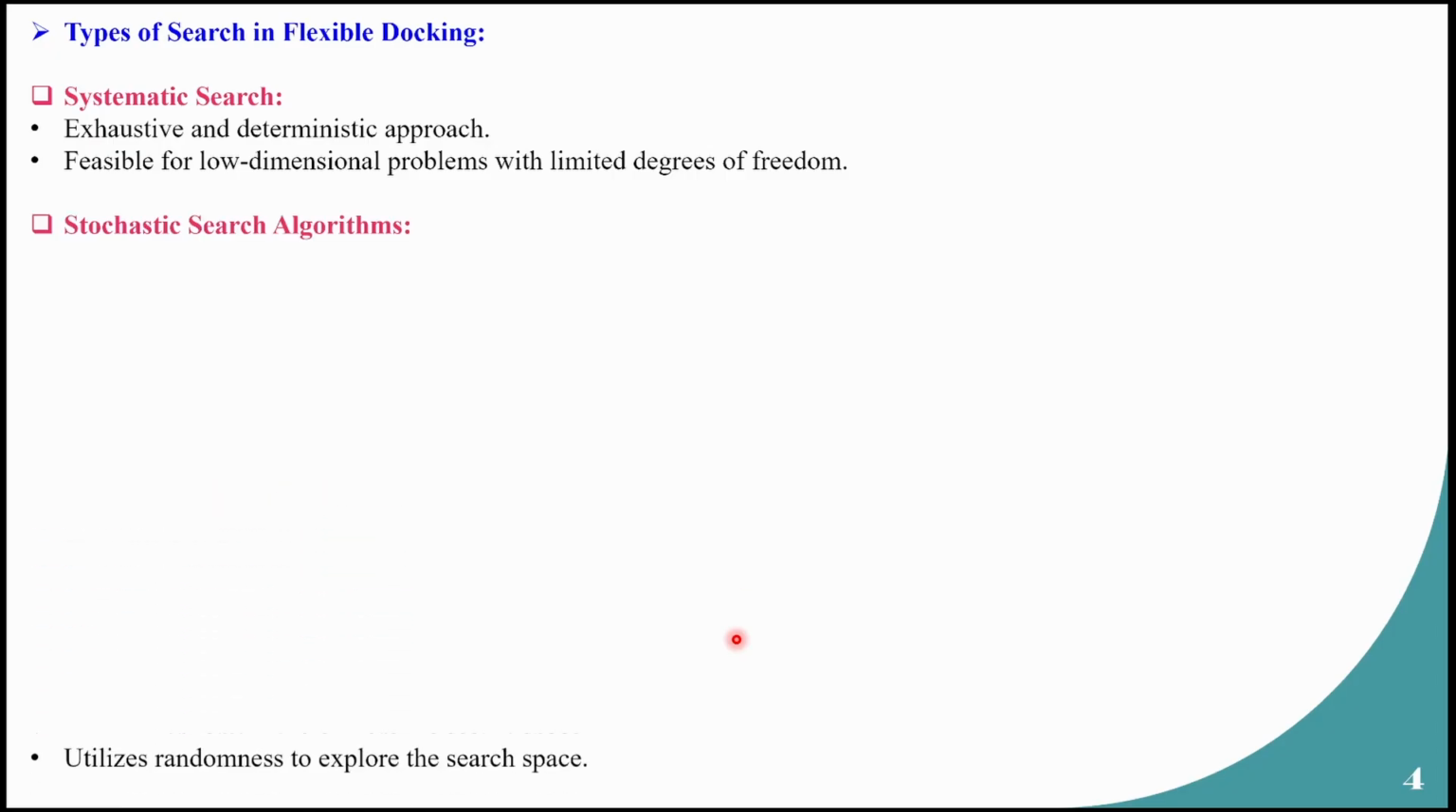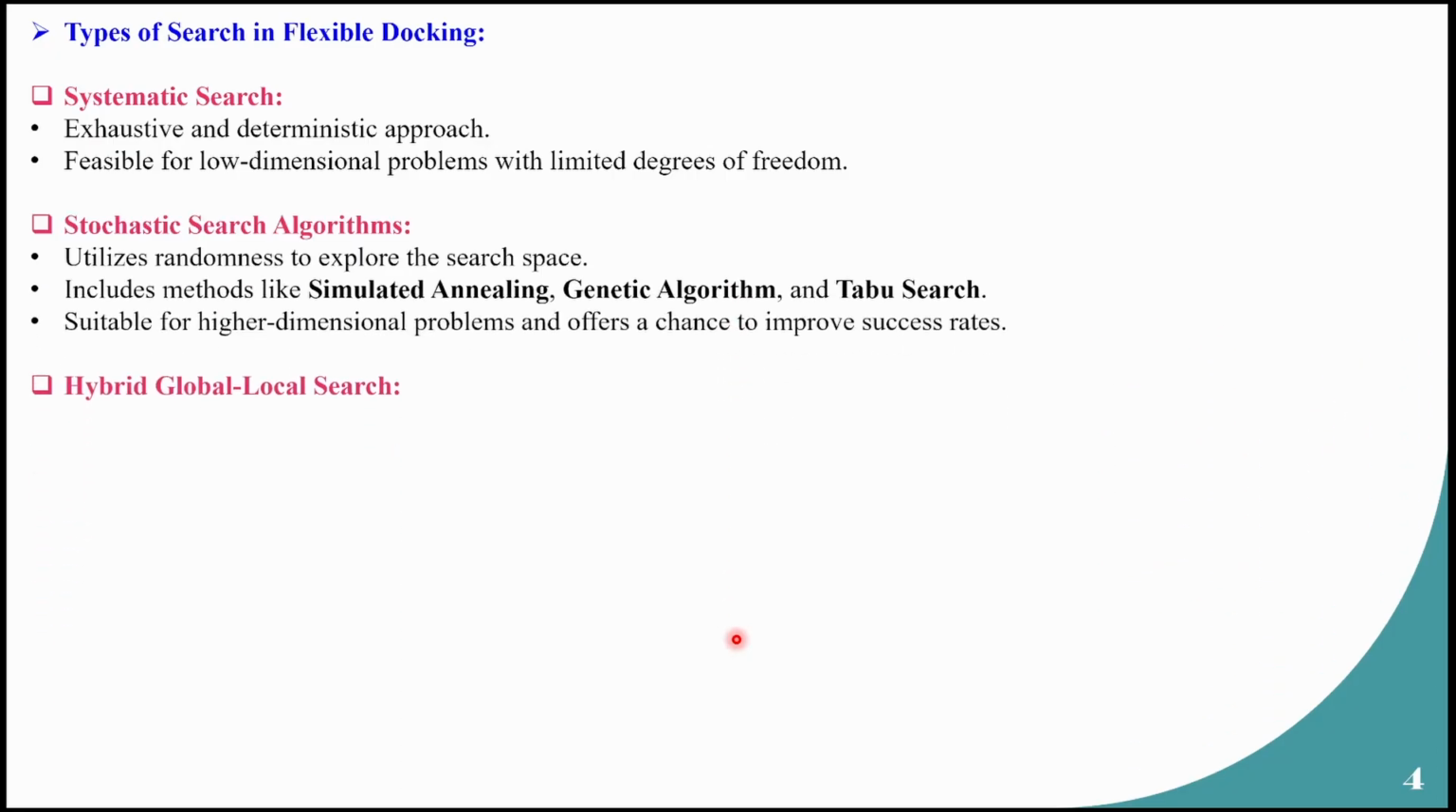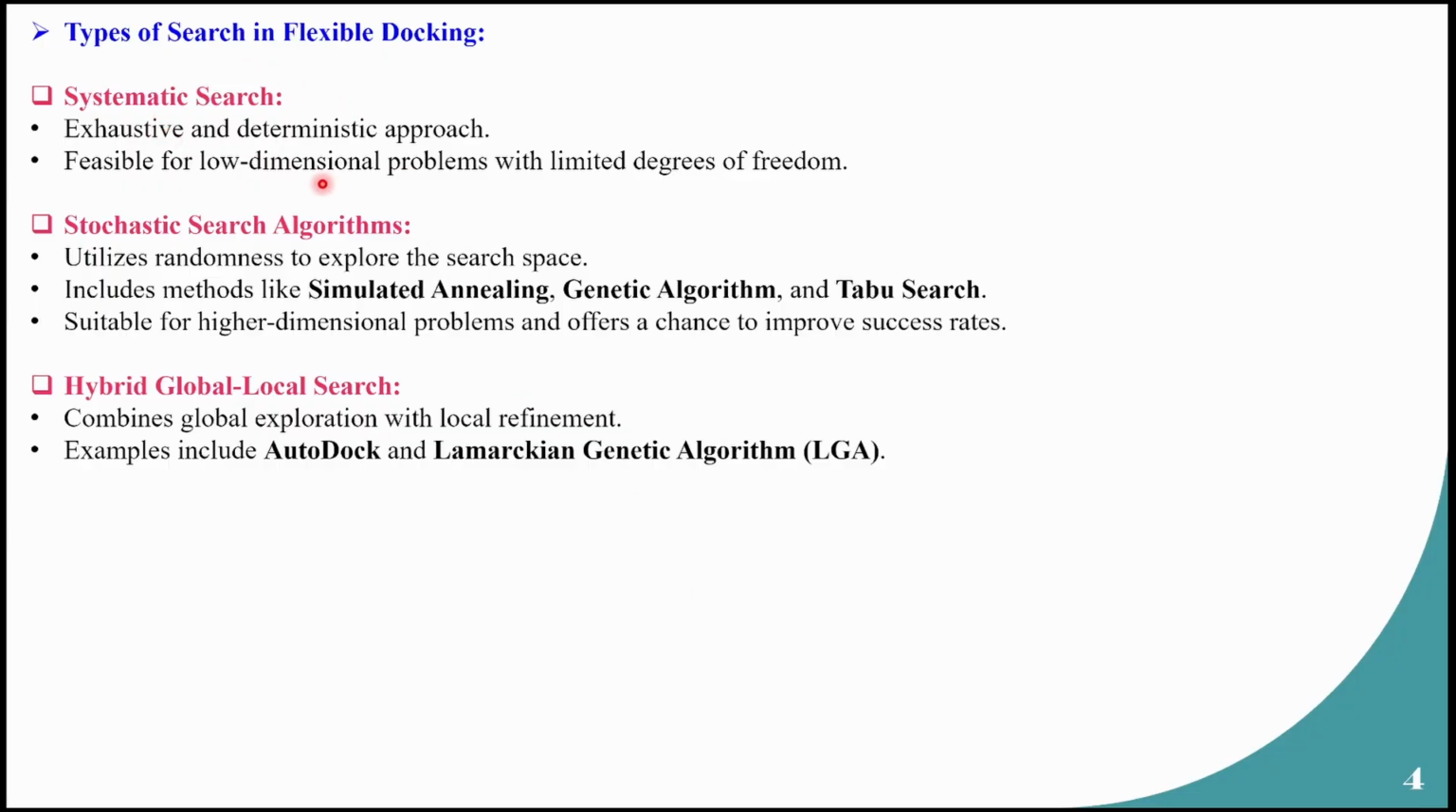So you talked about flexible docking and the types of search that are performed. Firstly was systematic search. That is the most exhaustive one, the deterministic one, where you go for all of the possible conformations that can be generated for the ligands, but it is only feasible for low dimensional problems, because for higher dimensional problems you cannot have the power to perform an exhaustive systematic search, right?